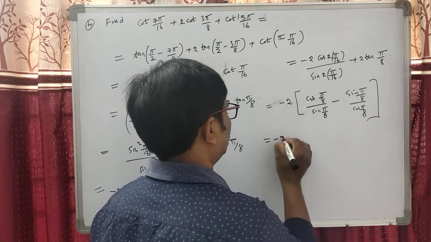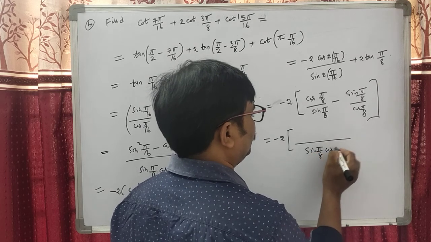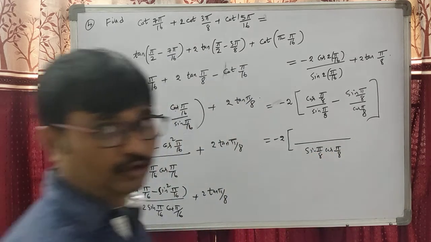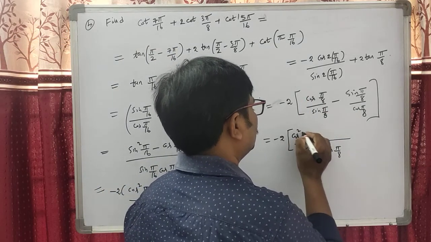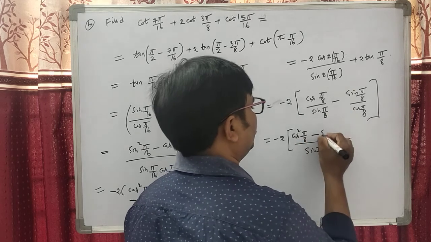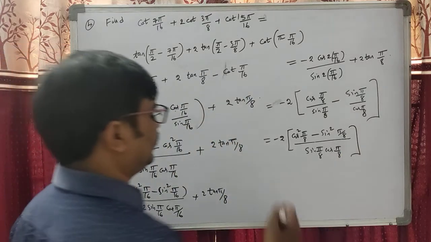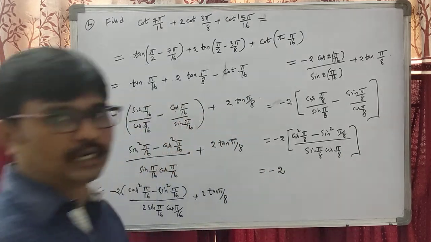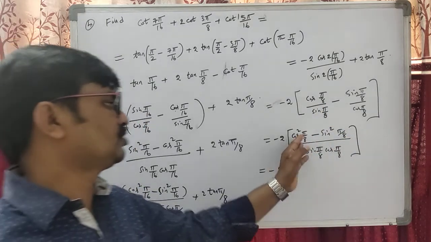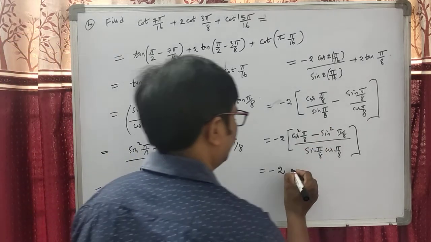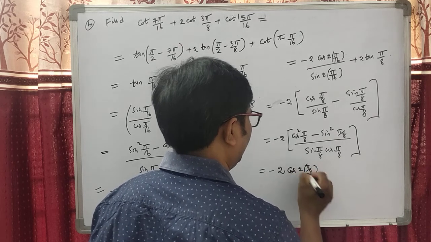Therefore, students, this is minus 2 into, what is the LCM, sin pi by 8 into cos of pi by 8. So now, students, cos into cos is cos square pi by 8, and sin into sin is sin square pi by 8. Therefore we can write it as minus 2 into cos square a minus sin square a, which is cos of 2a. Cos square a minus sin square a is cos of 2a. Therefore cos 2a is 2 into pi by 8.